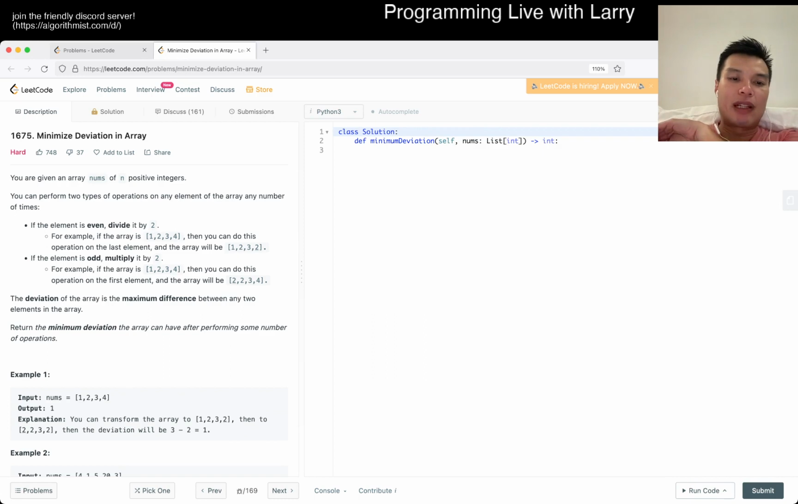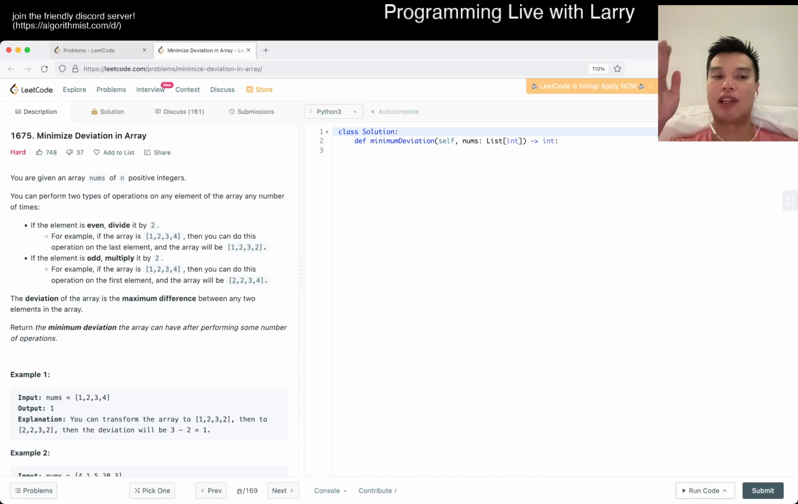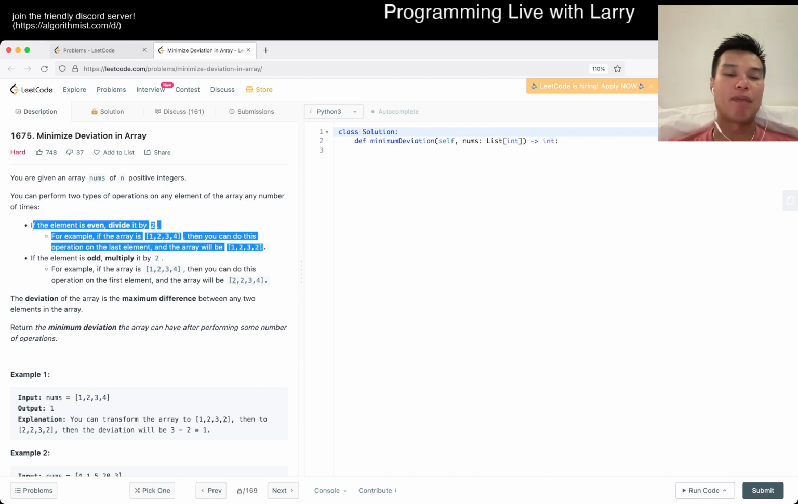I think the first thing that I would think about is greedy, in the sense that we're trying every possible thing. One thing to notice is that if you multiply by 2, you can only do that once, right? Because if you do it once, then it's even. So for every initial odd number, you can only have 2 possibilities, which is the original odd number or the even number that comes after. Where the even number, you can keep on dividing by 2 to get it as small as possible.